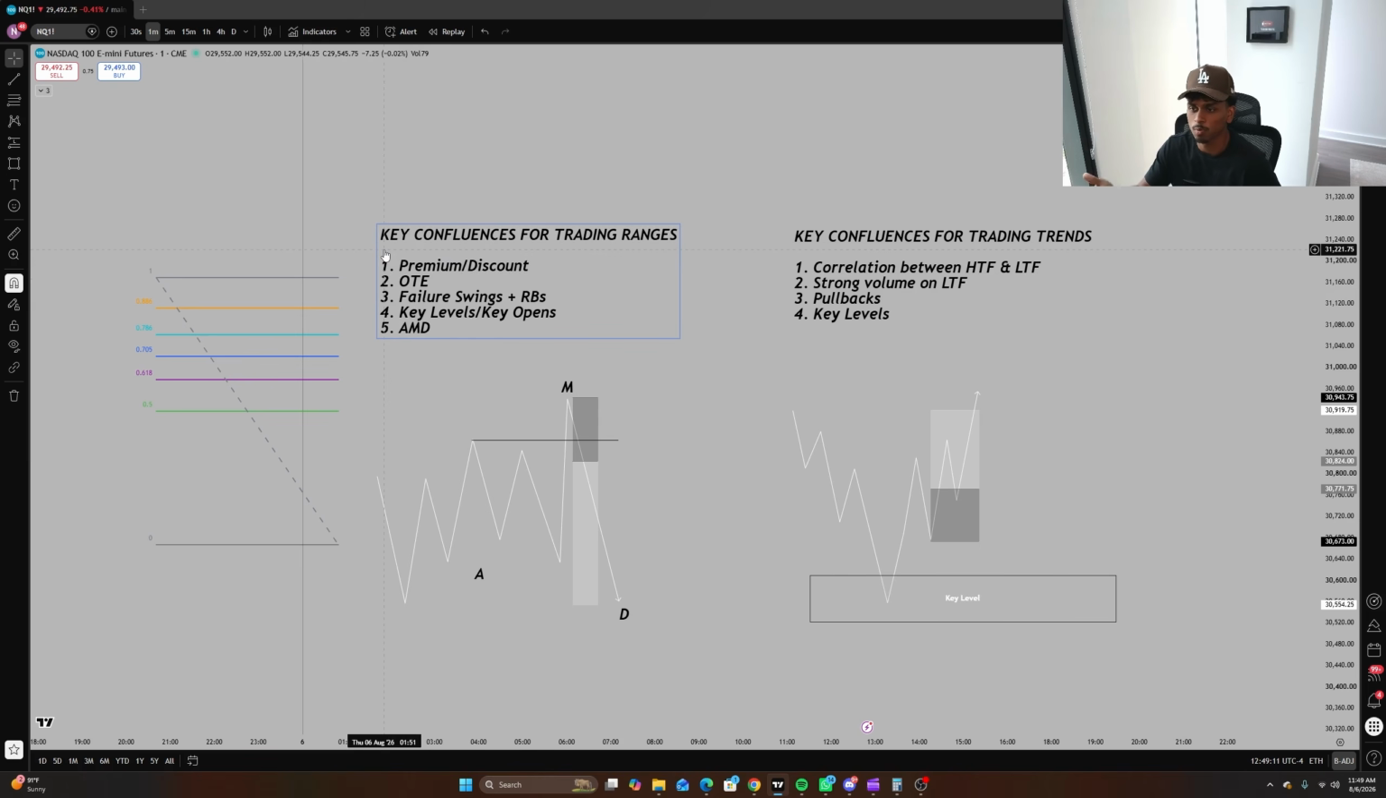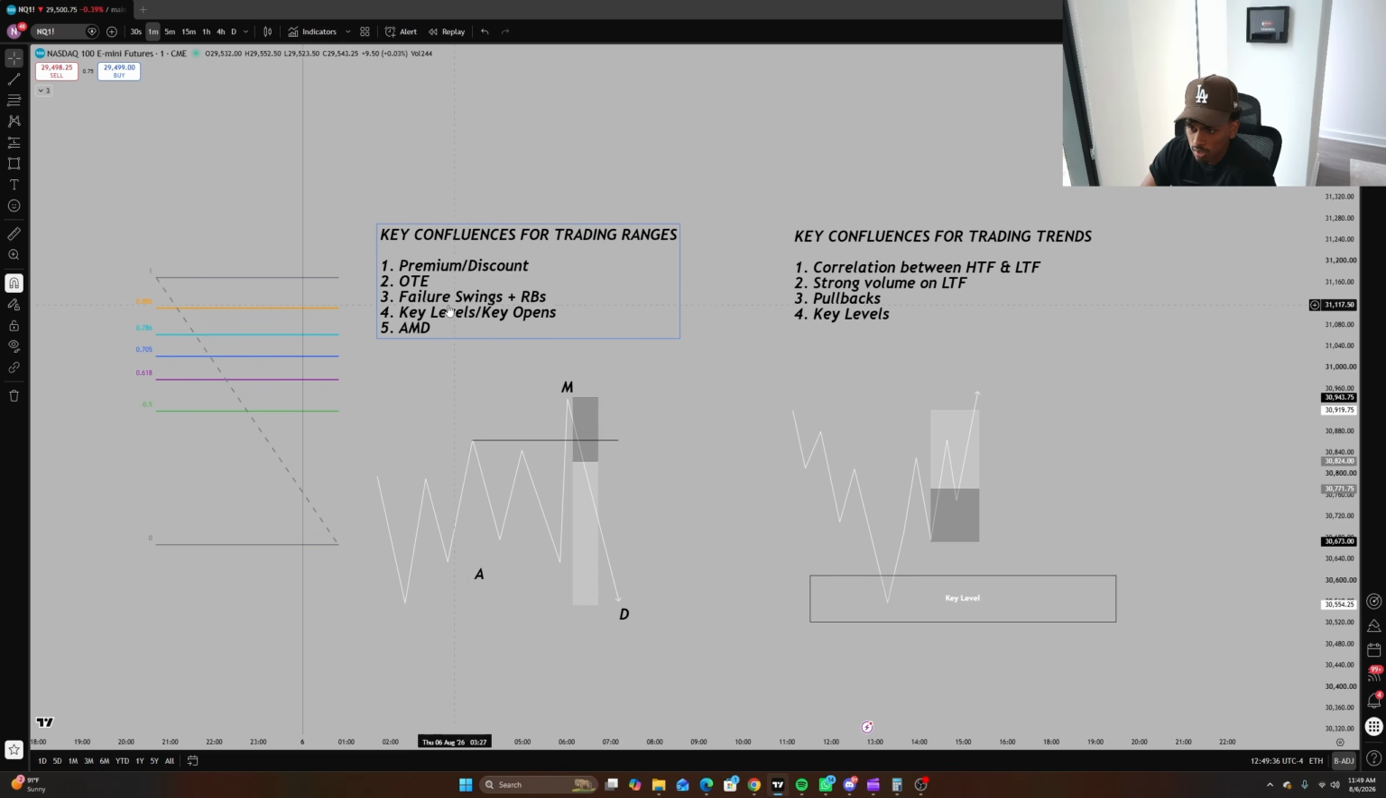So we covered premium and discount, we've covered OTE. Now we are going to be covering failure swings plus or slash RBs. I don't use RBs in the typical way that most people think about it. I don't really look at rejection blocks that I think align with order blocks. I've never used order blocks in my life. I determine it based off of the wicks that are created from the candles, right?